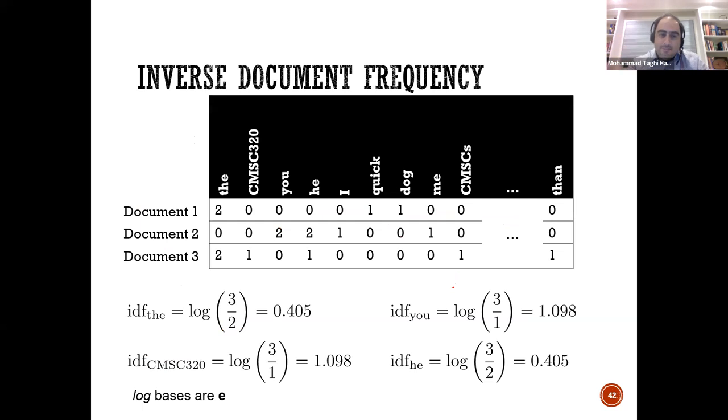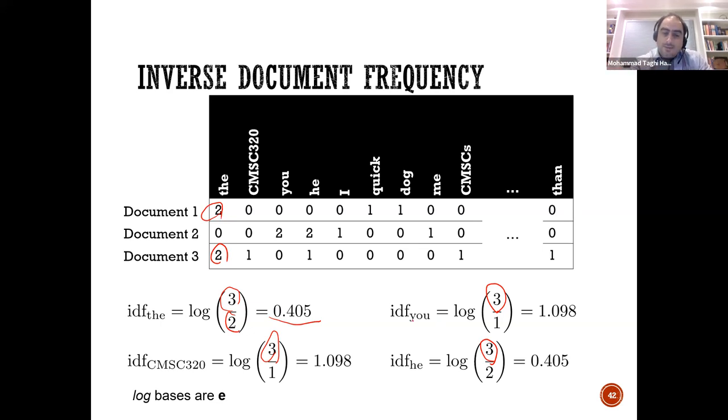So let's see this example, the one that we have done. You just compute it. All the logs here are based on e. So here, for example, consider "the". There are three documents. We always have three documents, so all of them are three. In these three documents, "the" appears in two documents, this guy and this guy. So when we get the log of 3 over 2, that's the thing that we are computing, which is this number.